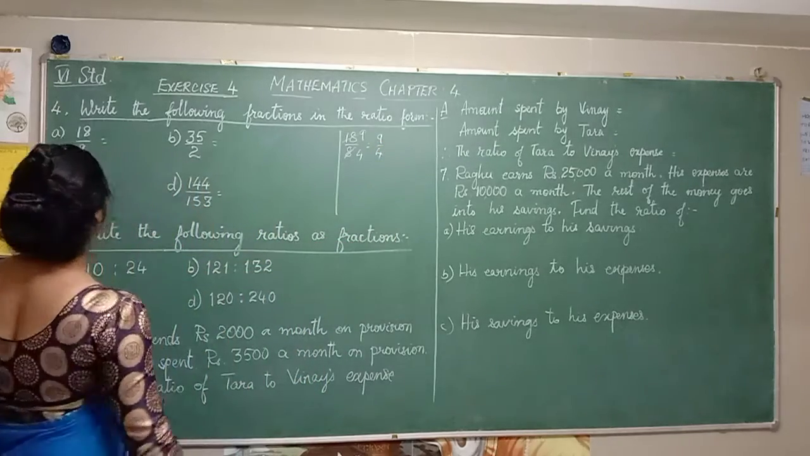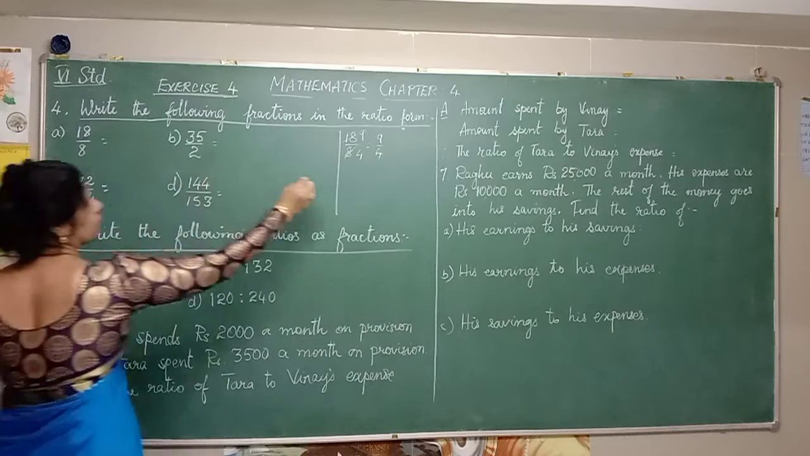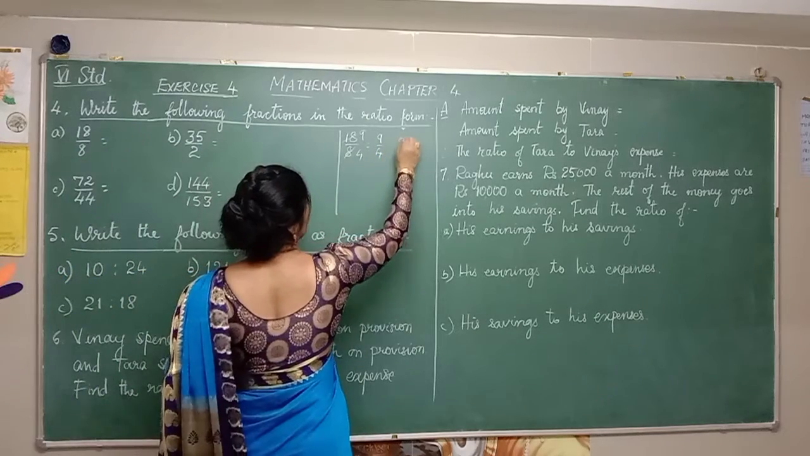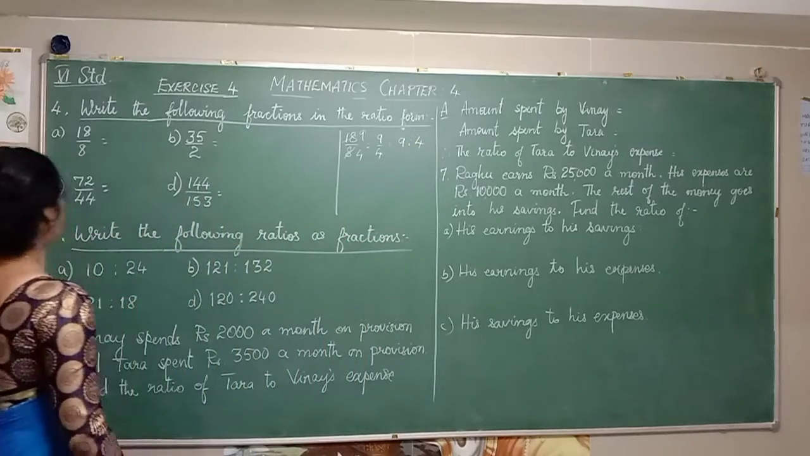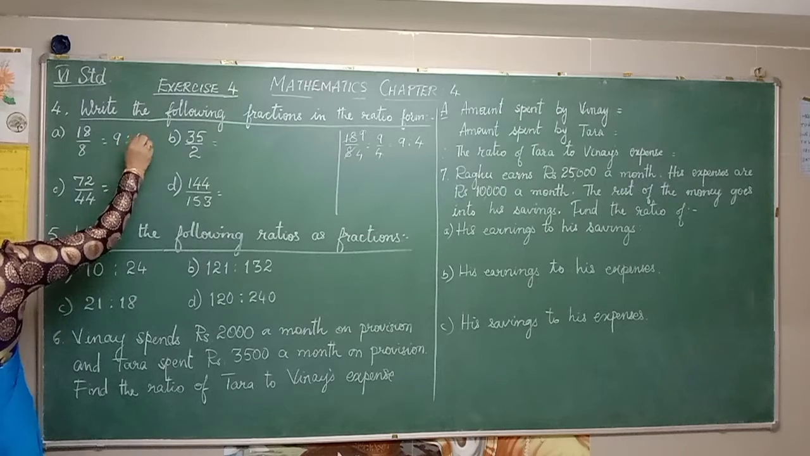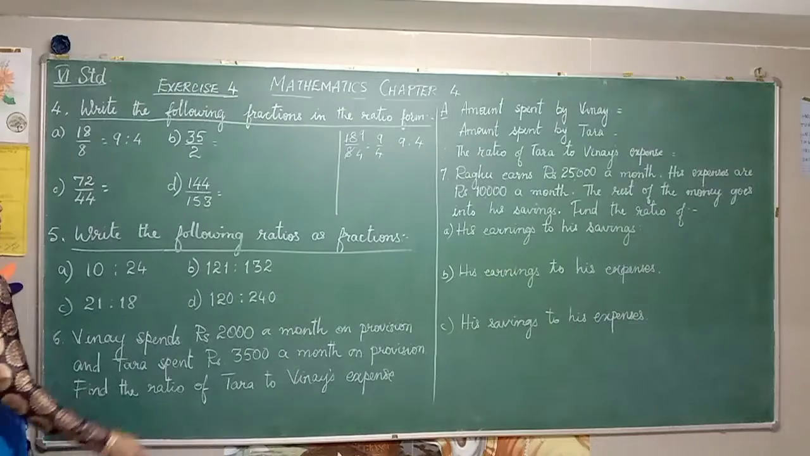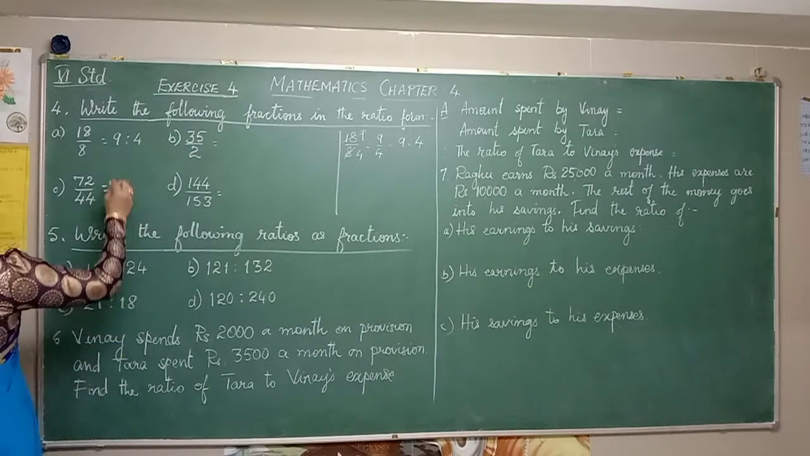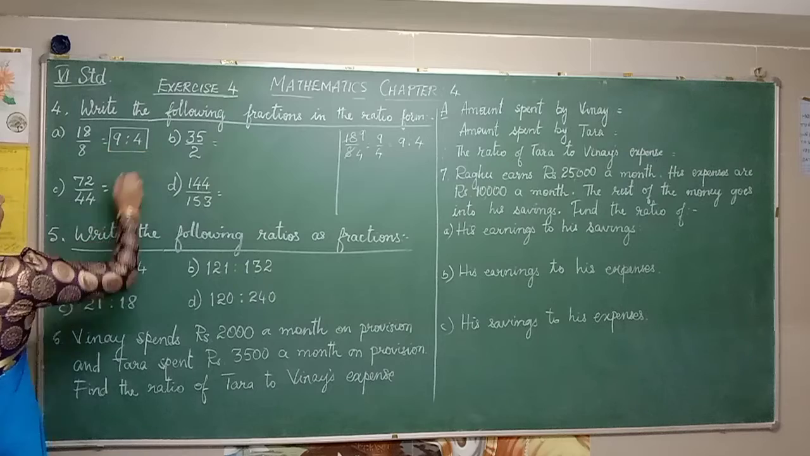So what is 9 by 4? 9 by 4 is equal to 9 is to 4, is it not? So 18 by 8 is equal to 9 is to 4. The question is to write the following fractions in ratio form, so you are going to write it in ratio form. It is like this: 9 is to 4.